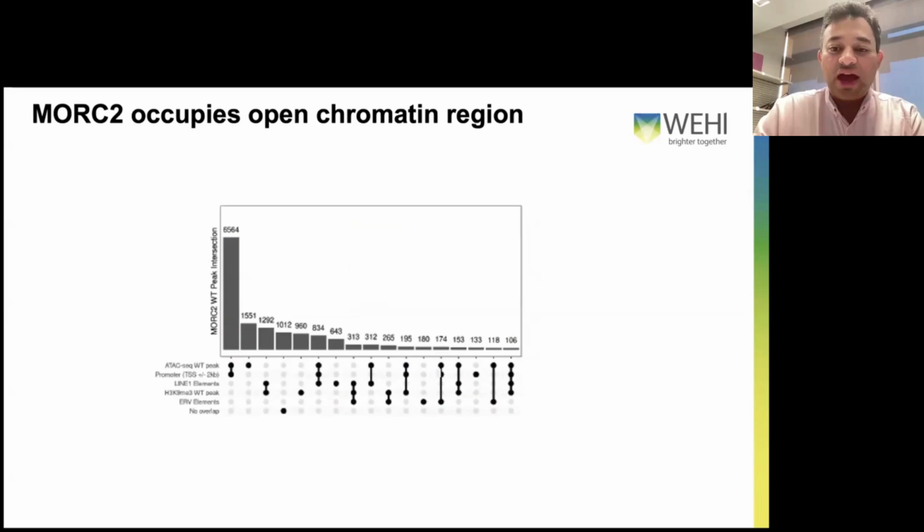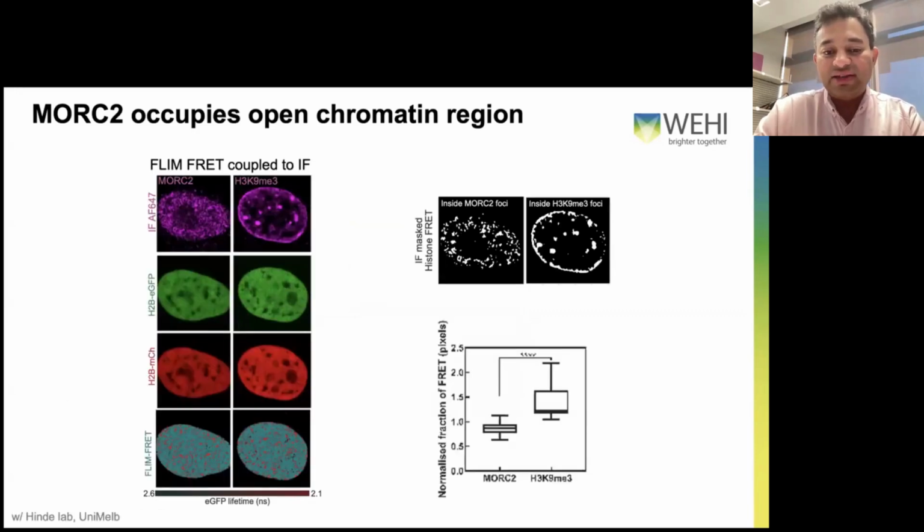So we wanted to confirm it with an orthogonal approach. For that, again, we collaborated with Liz Hinds' lab, and using FLIM-FRET coupled to immunofluorescence of either MORC2 or of the H3K9 trimethylation mark, we showed that indeed MORC2 is binding to the open chromatin regions, which could be attributed to the promoter regions.